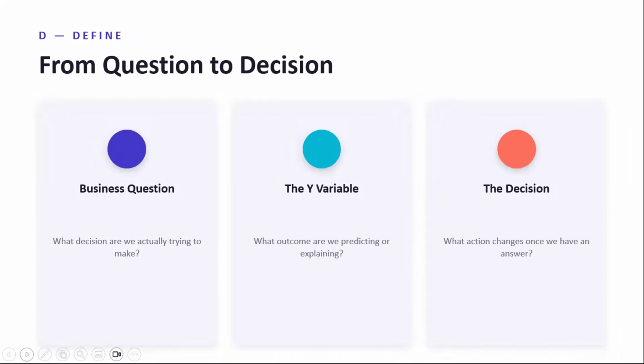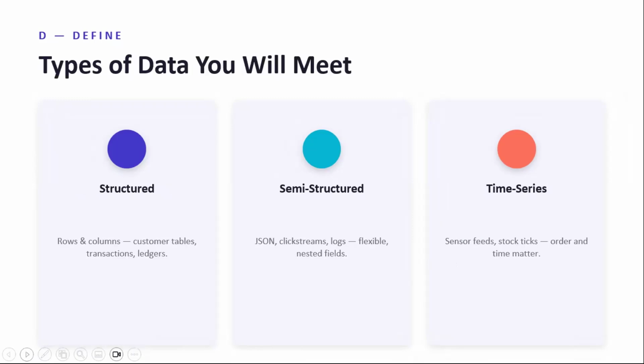So this is where we were saying that we are here at the define stage. We want to understand what the business question is. We want to be able to tell what the Y variable is, whether it is labeled or not labeled. And then we need to understand the types of models that we can apply.